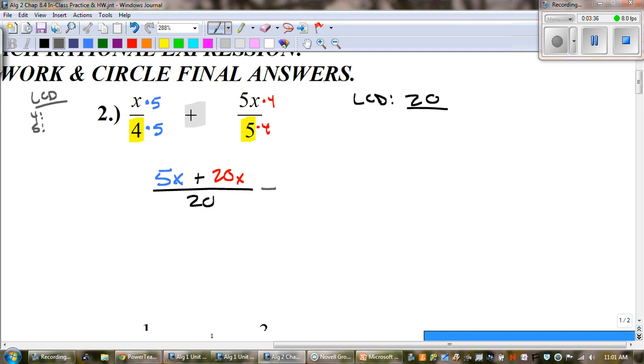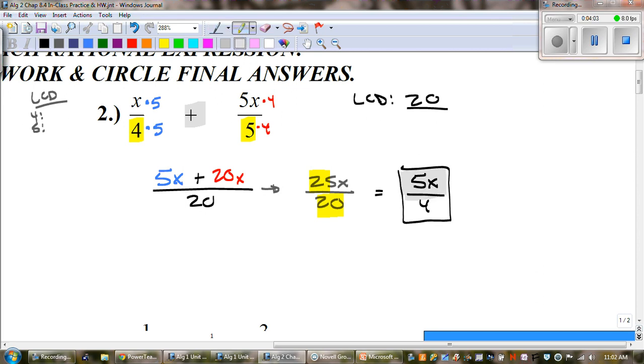So our next step would be to combine like terms, and we get 25x over 20. And then I need to ask myself, can I reduce? And you can reduce 25 over 20. You can divide it by 5. And you end up getting 5x over 4. That's my final answer. So I circled it.